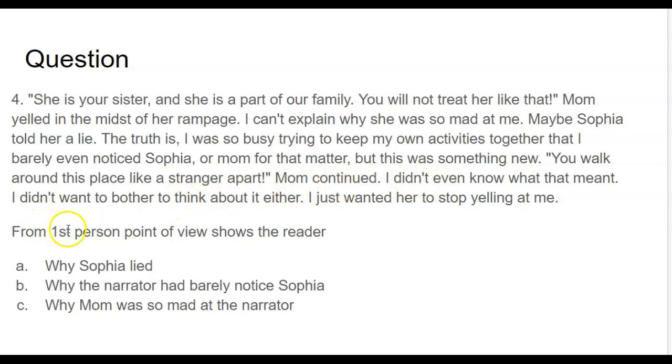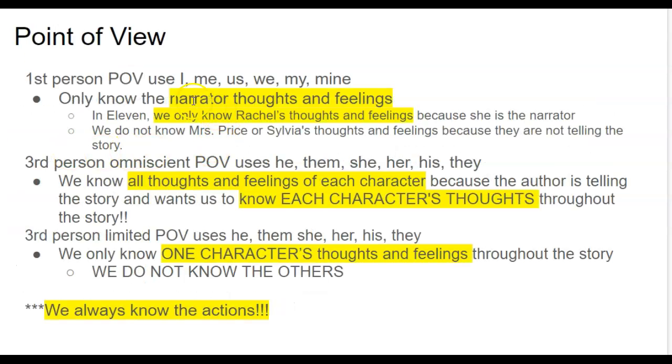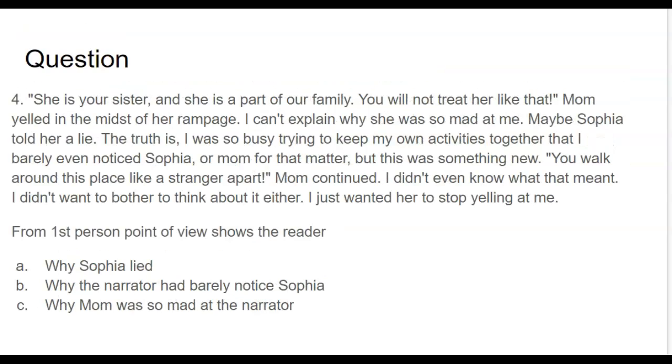So we're doing first person point of view. So we're going to go back to our first person point of view chart. And what do we know about first person point of view? Well, it uses I, and we only know the narrator's thoughts. So we're not going to know Sophia or Mom's thoughts. So think about that. And so when we go back to our question, from first person point of view shows the reader. So remember, why Sophia lied, why the narrator had barely noticed Sophia, or why Mom was so mad at the narrator. So think about what first person point of view is and answer your question.